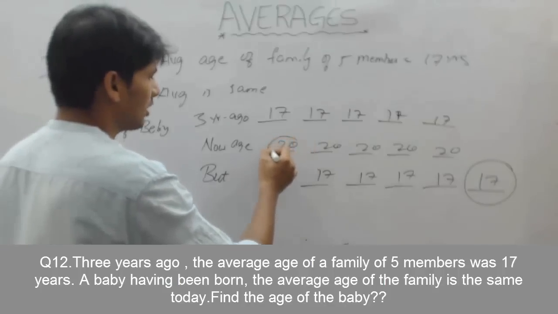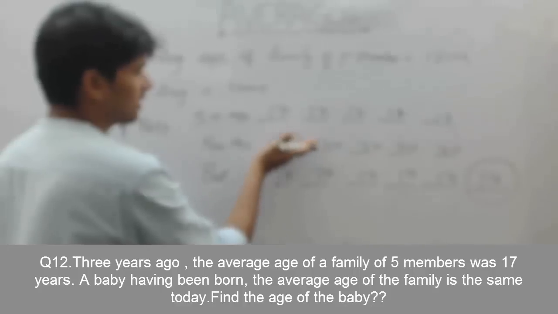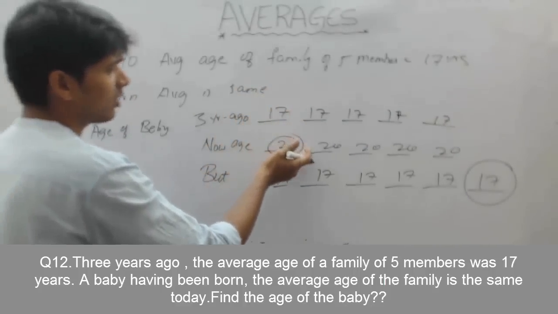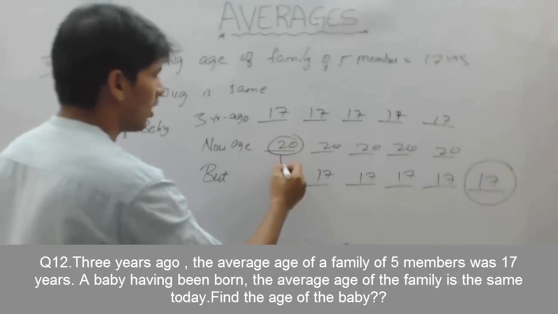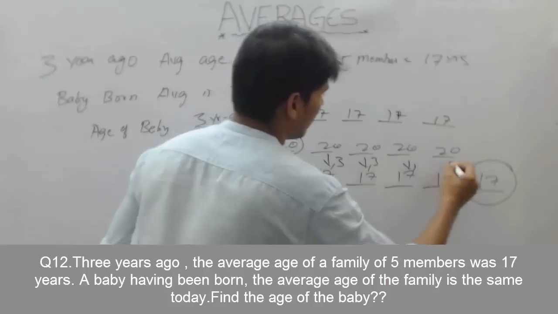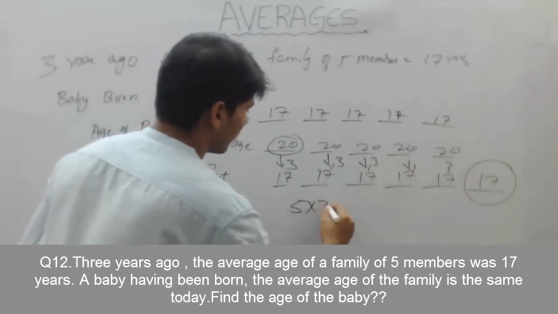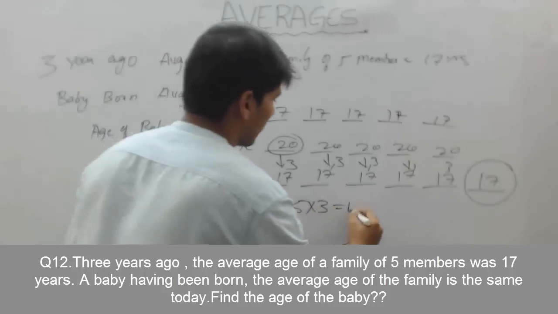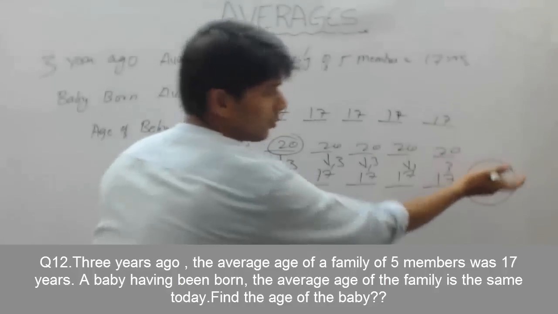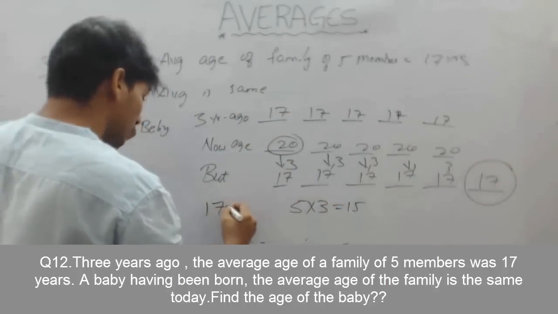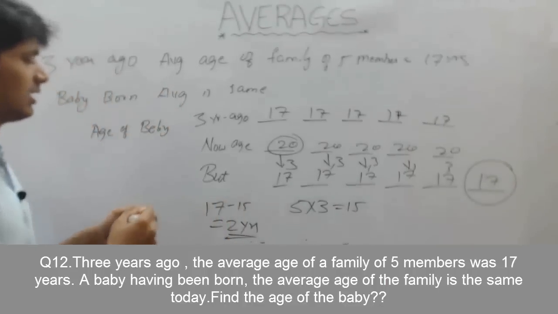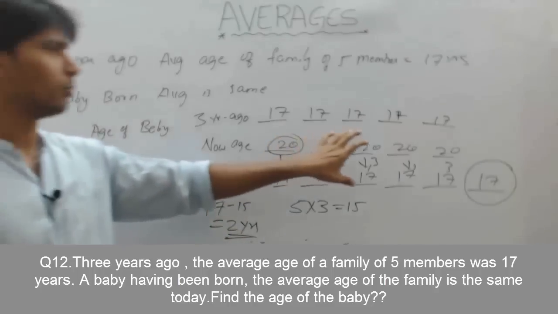That means actually the average should be 20. So each person's age should be 3 years more than that 17. So instead of that it remained again 17. So here how much gap? 3 years, again 3 years. So 3, 3. So how many 3s? 5 3s. So 15 years gap. So again extra, this 15 years has been added to that baby. Now if you reduce 17 minus this 15, that gives the age of the baby. That is 2 years. So I hope you got it clear.